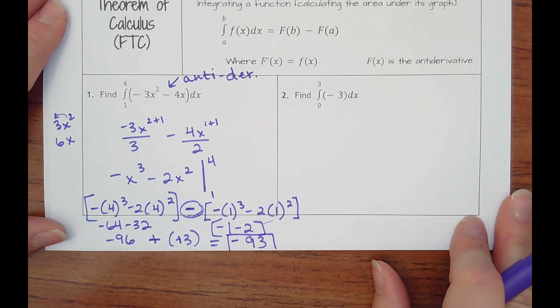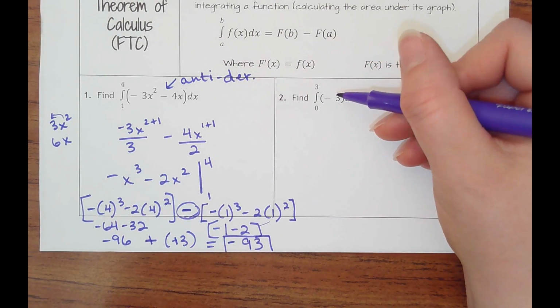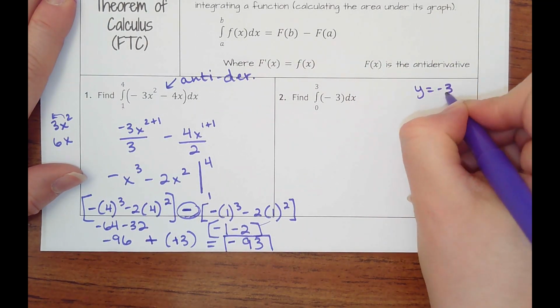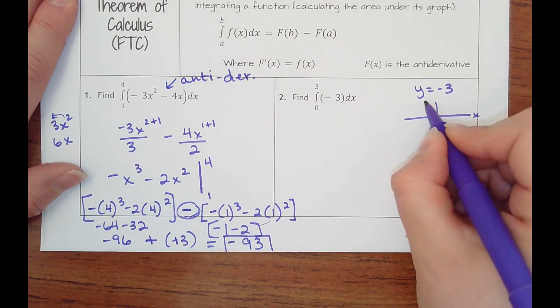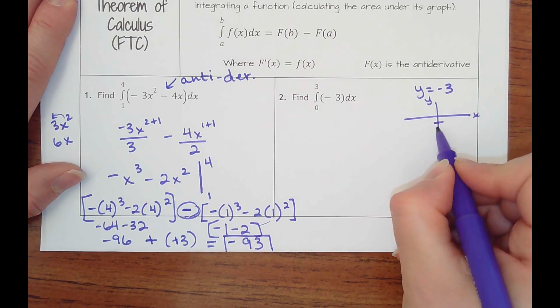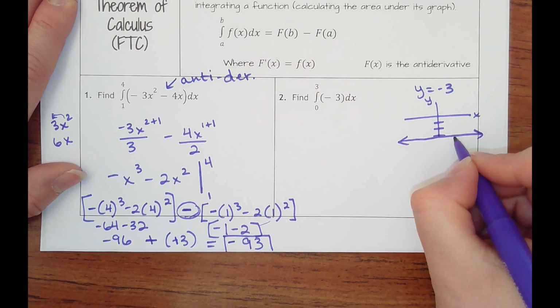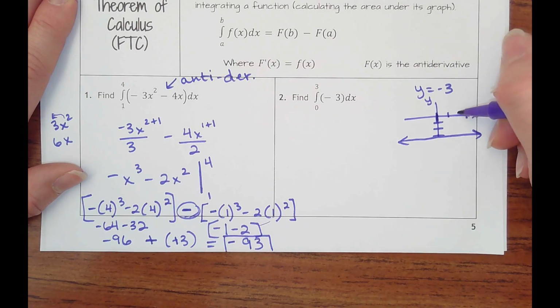All right, let's try number 2. We're trying to find the area of this function from 0 to 3. Notice how this is just y equals negative 3. I want you to think about what that line looks like. This is your x-axis, this is your y-axis. Y equals negative 3 is going to be a horizontal line cutting through the y-axis at negative 3. So if I were to find the area under this, it's just going to be a rectangle from 0 to 3. So I'm just finding this.